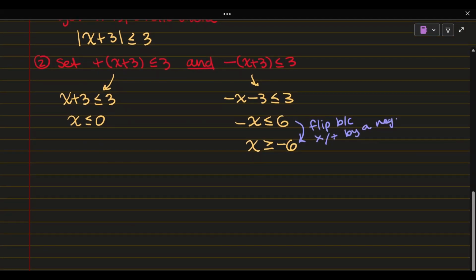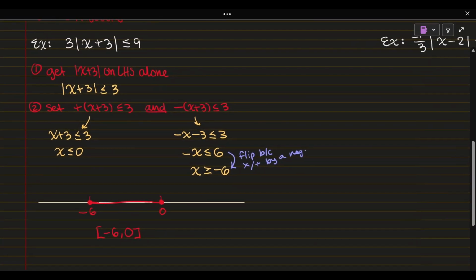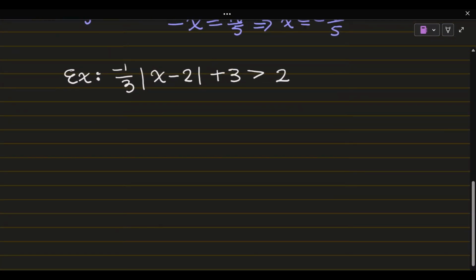Okay, so my solutions are x less than or equal to 0 and x greater than or equal to -6. So on a number line, if this is the point 0 and this is the point -6, x is less than or equal to 0, so I include 0. And it's greater than or equal to -6, so I also include -6. So my solution would be the interval from -6 to 0, including -6 and 0, the closed interval. Okay? Great. So moving on, we'll do this example as well.